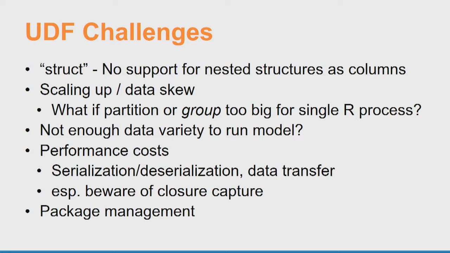So some of the challenges of UDF. We don't have, as of now, support for nested structure as columns. And then when you look at particularly applying a UDF by group, what if your group turns out to have most of the data in it? You could run into a problem where you have data skew, where everything is piled into the same partition, and then overwhelming the native R process. You also have the potential for the flip side of the problem, which is you might end up having some group that doesn't have enough data or enough variation of data to process or build a model out of it. So something to be aware of.